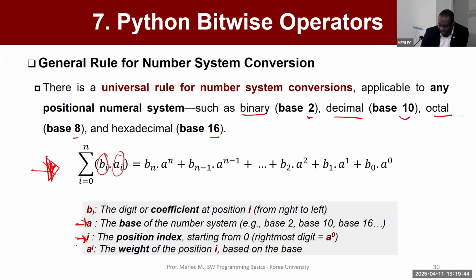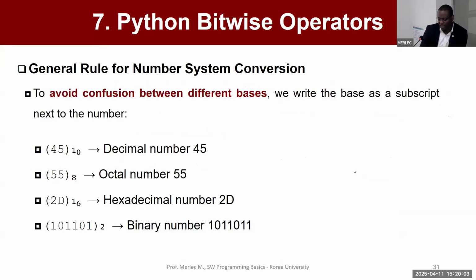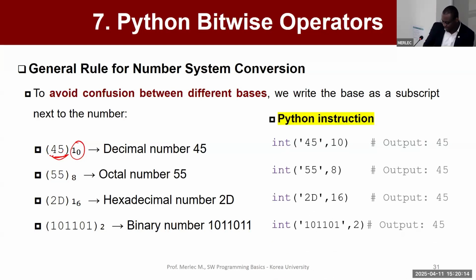So here is the formula. You start with the highest index power, and then continue until you reach 0. So for example, when you take a number like 45 in decimal, you can represent it as you can see here.